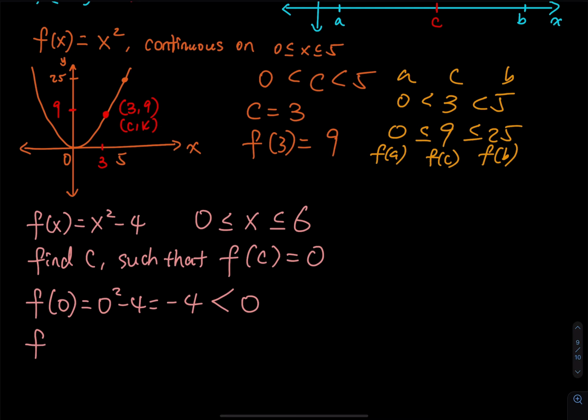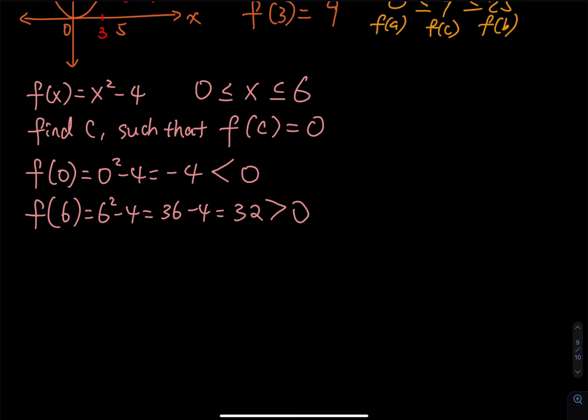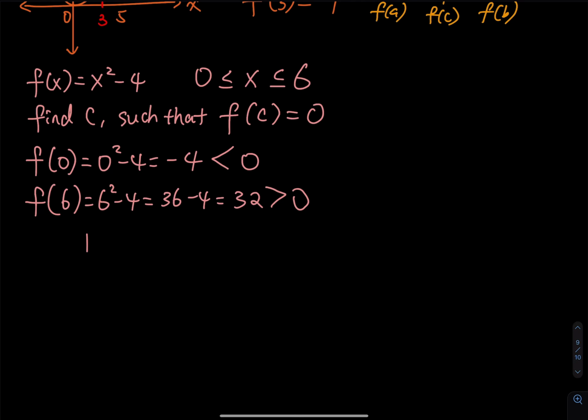And then f of 6. We evaluate the two ends, 0 and 6. f of 6 is 6 squared minus 4, and that is 36 minus 4, which equals 32. This is positive. We have one negative and one positive. What does that mean? Take a look at the graph. So we have an x-axis and y-axis. This is x, and this is y. When x is equal to 0, we have negative 4.